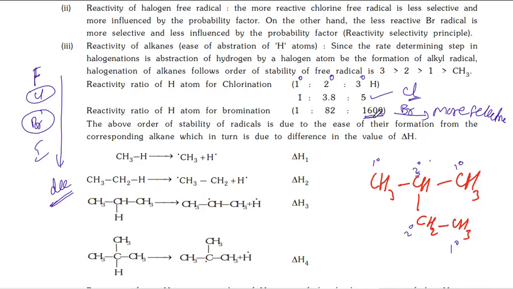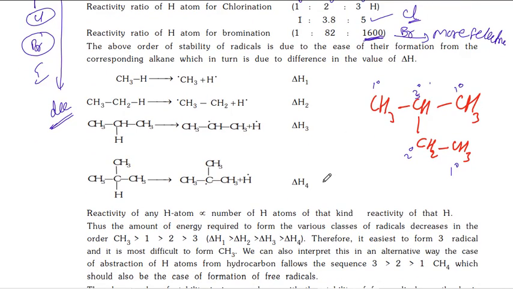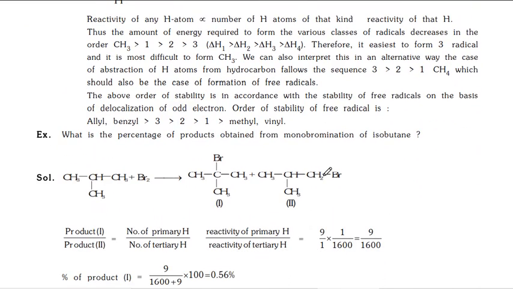Maximum, the bromine is replacing tertiary hydrogen. It won't react with primary hydrogen. Okay, this is the thing. So in case of chlorine, almost the same, 1 is to, you can take approximately 4, 3.8 to 5. Then for bromine, 1 is to 82 and 1600. So based on this we can calculate the percentage of the compounds.